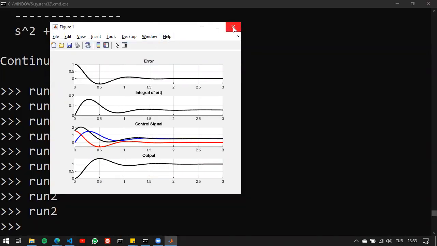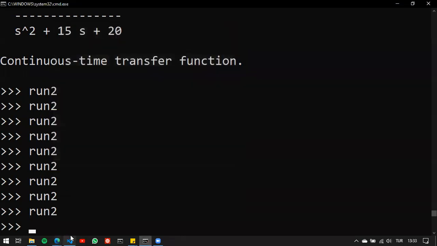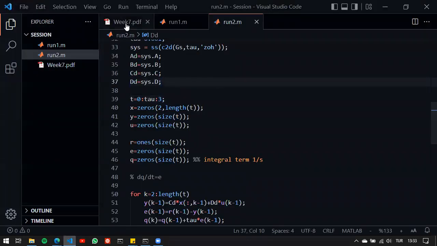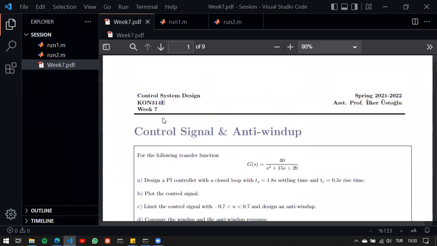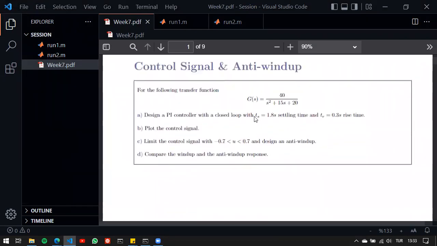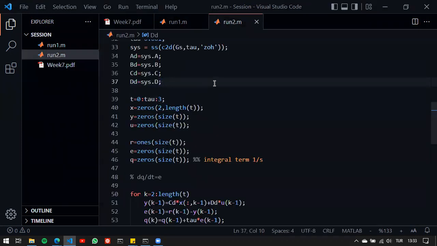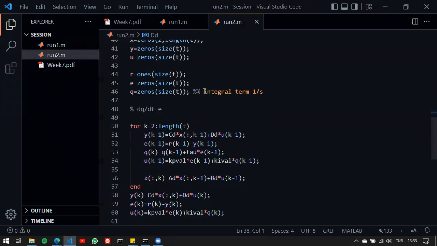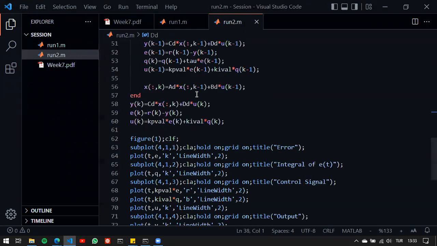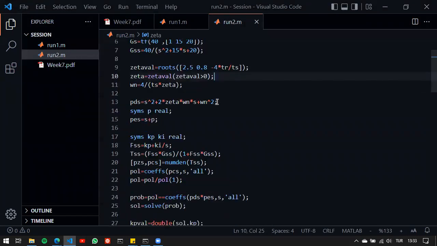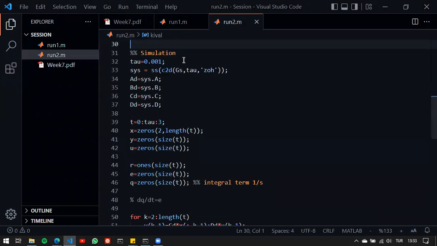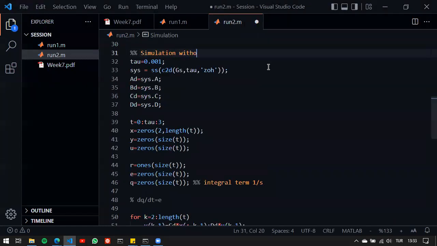Now, again, this is not that exciting. Now comes the good part. Here in our question for today, we have to limit the control signal. Now that's the fun part. So let me do something here. Now simulation without saturation. Let's call it that.